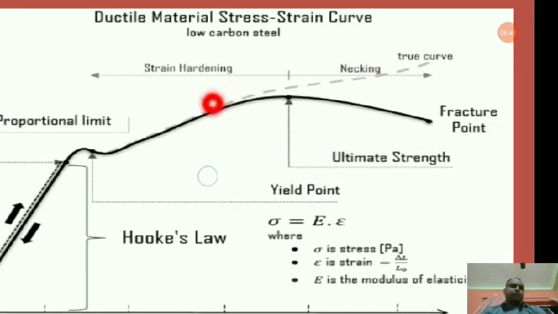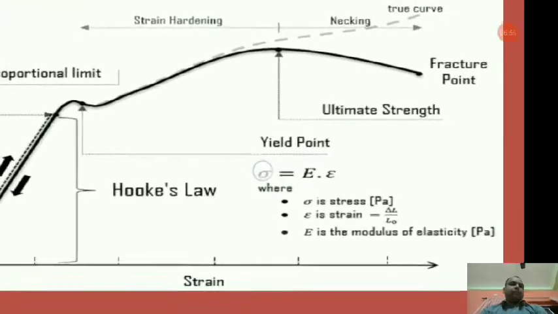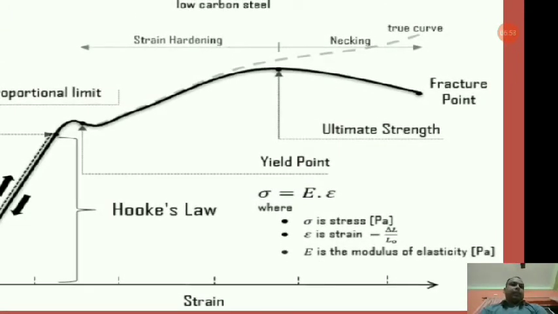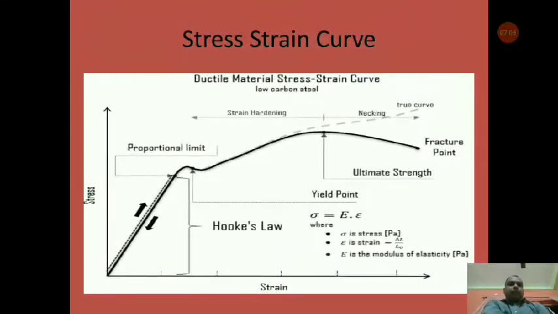Now this point is the ultimate strength, you already know. This is the ultimate strength, the maximum strength you can say, and this last point is the fracture point. Beyond this, the metal will crack or break. So this is all you need to know about the stress-strain curve.